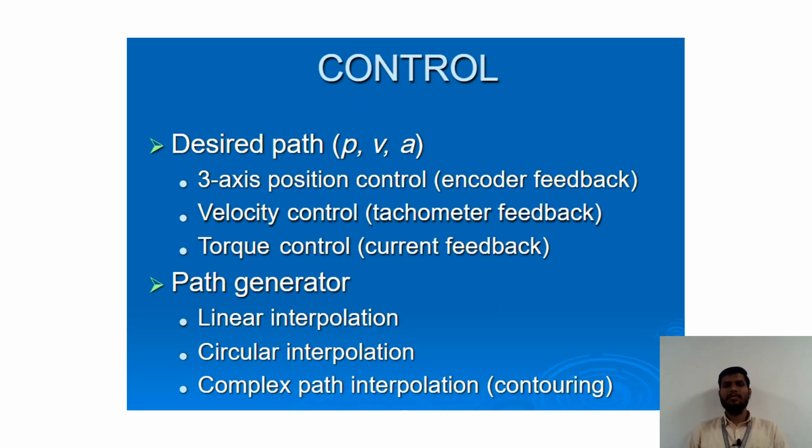For different types of control, different types of feedback devices are used. Here desired path is shown. For 3-axis position control, encoder feedback is used. Velocity control, tachometer feedback is used, and for torque control, current feedback is used. Path generator, linear interpolation, circular interpolation, complex path interpolation, which is contouring.